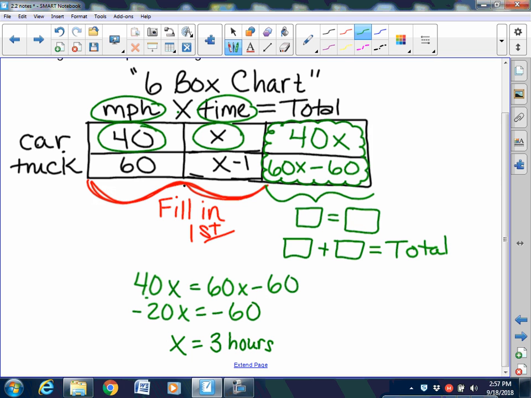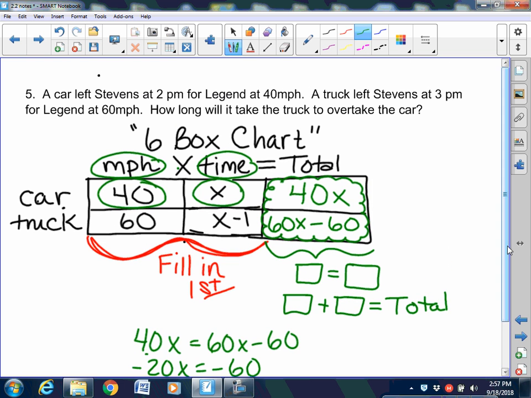But then you kind of have to answer the question. That's the hard part in this book, too. They're going to ask you a question that you have to answer on the test. We just got to x equals 3, right? Let's answer the question. How long will it take the truck to overtake the car? You can say 3 hours, right? x equals 3.